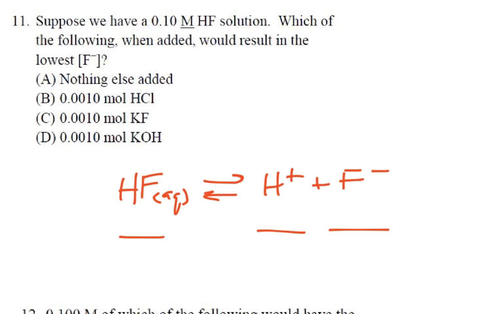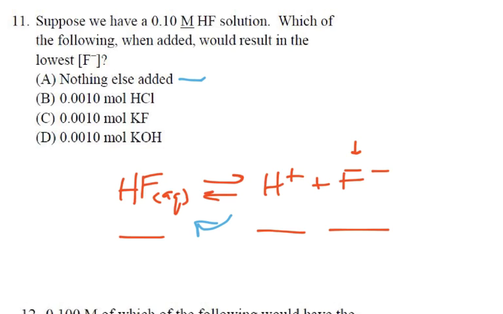Okay, number 11. Suppose we have a 0.1 molar HF solution. Which of the following, when added, would result in the lowest F minus concentration? So to me, this sounds like a Le Chatelier's problem, because I say, okay, who's going to give me the lowest F minus? So that means I want my reaction to shift to the left. So I'm looking for changes that will shift to the left and lower my F minus. So nothing else is added.